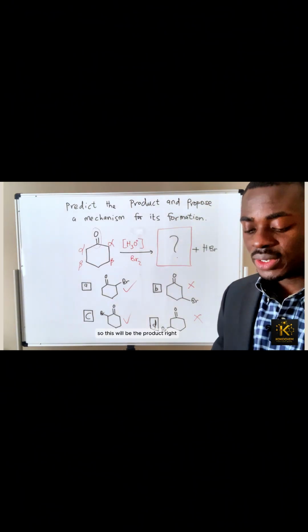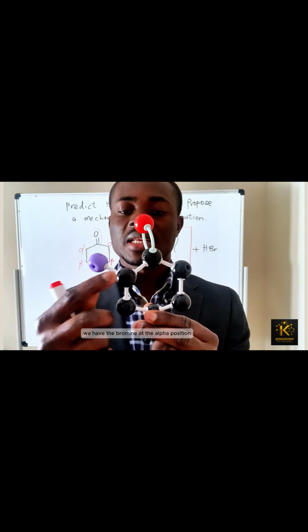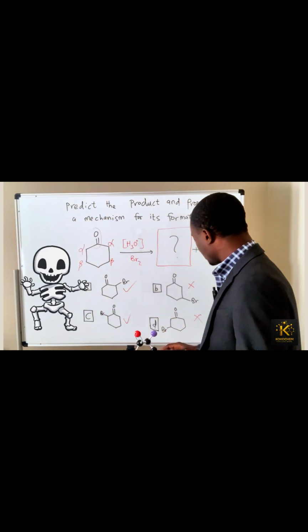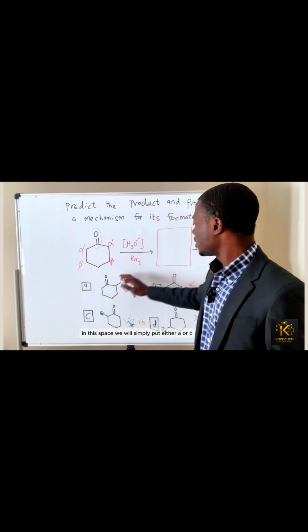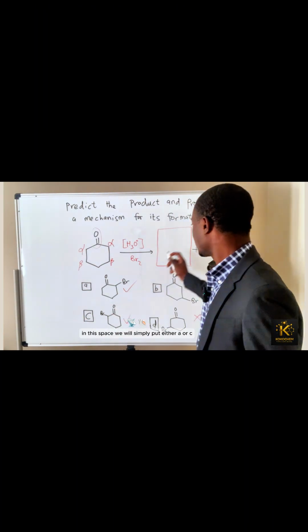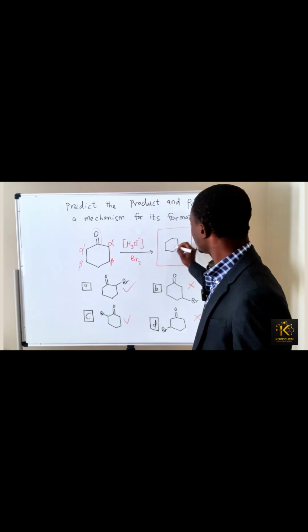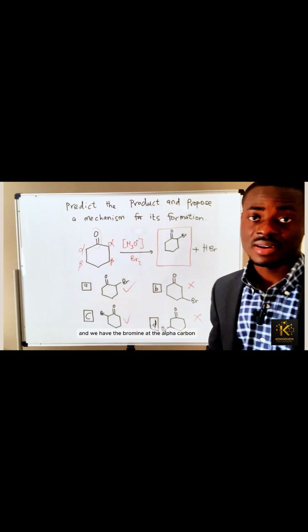So this will be the product, right? We have our ketone functional group, we have the bromine at the alpha position. In this space, we will simply put either A or C. So you have your compound. You draw the ketone, and you have the bromine at the alpha carbon.